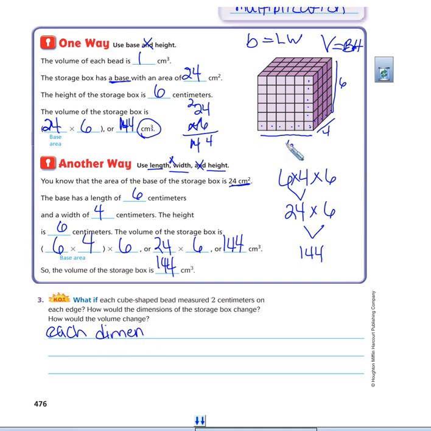So instead of this being 6 centimeters, we would have 12. Instead of that being 4, we would have 8. Instead of that being 6, we would have, again, 12. So I could do 2 times the quantity, 6 times 4 times 6. I could double them.